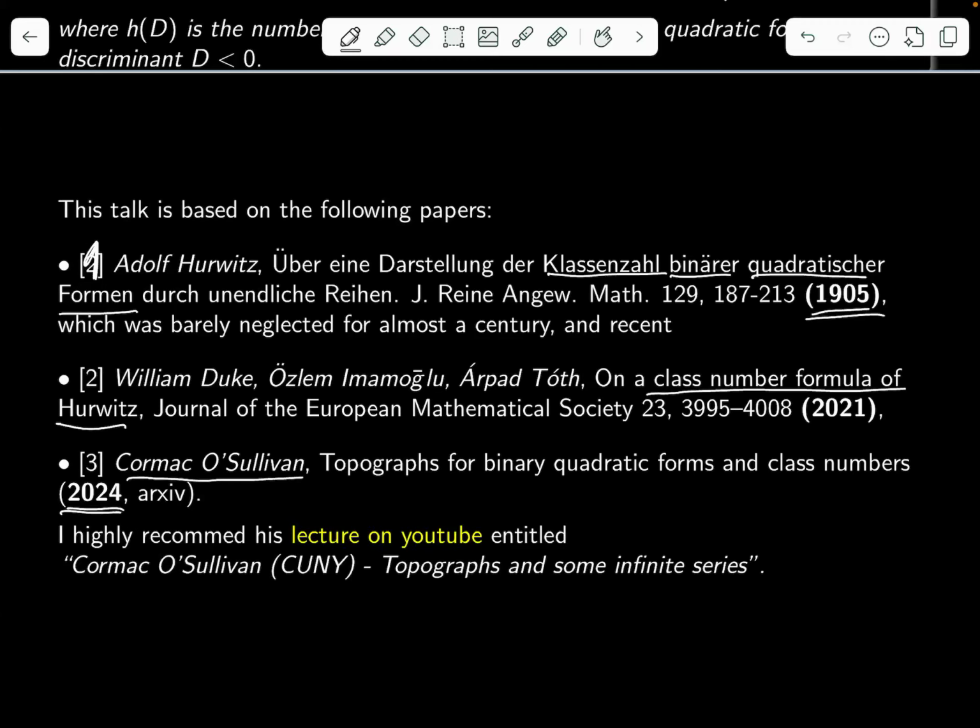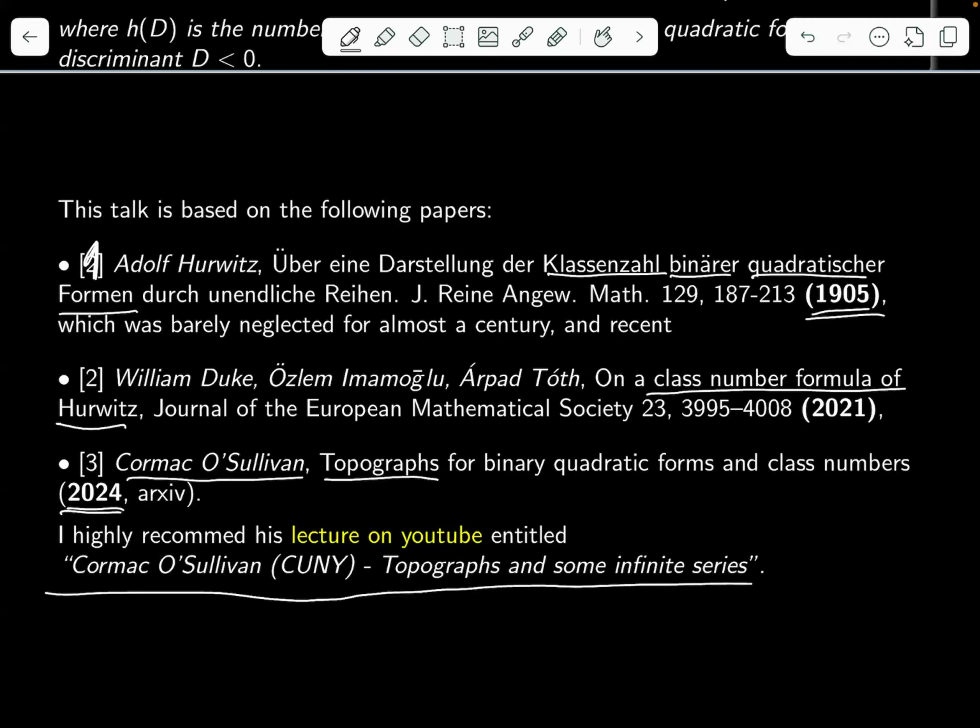And so this paper is very nicely written. I recommend to read it. And actually, there is a talk of Cormac on YouTube. So if you just put in YouTube search Cormac Sullivan, "Topographs and some infinite series", you will find that it's like a 1 hour talk, and he will explain a lot of stuff about topographs and about his formulas.